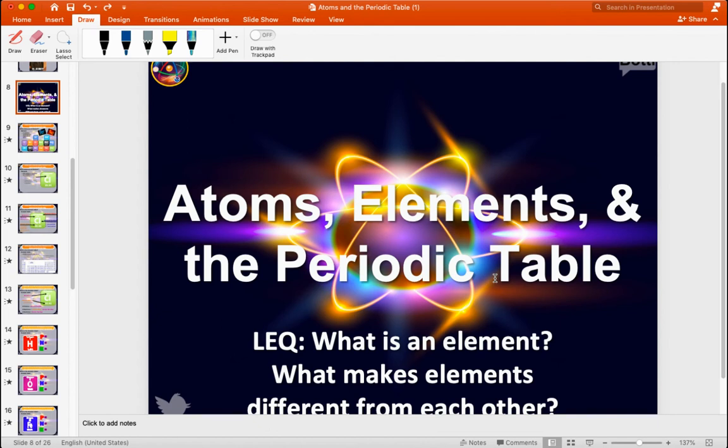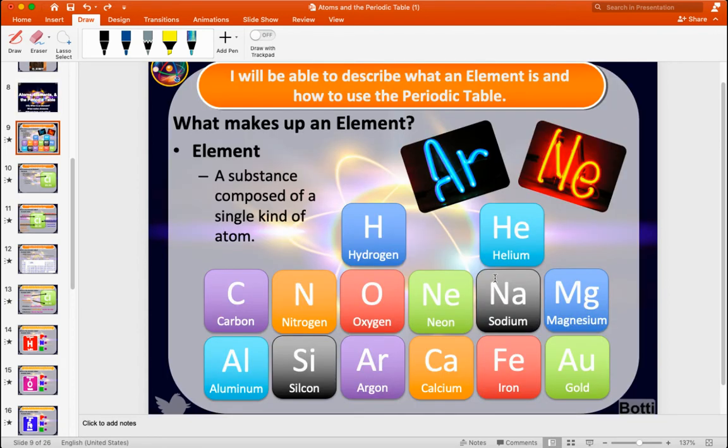Hey guys, what we're going to be looking at right now is how we figure out the numbers of the subatomic particles in each type of atom. Before we do that, let's go backwards just a little bit and talk about what an element is. An element is a substance made of a single kind of atom. On the periodic table, we have 118 different types of atoms. No two of those elements are the same.